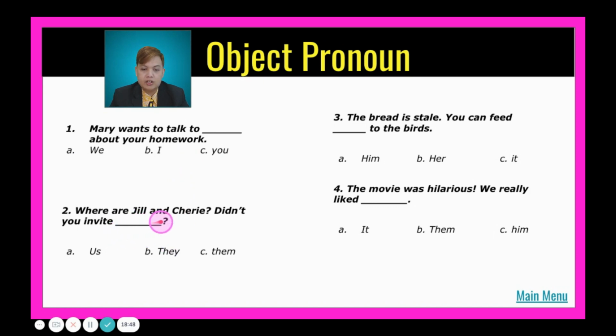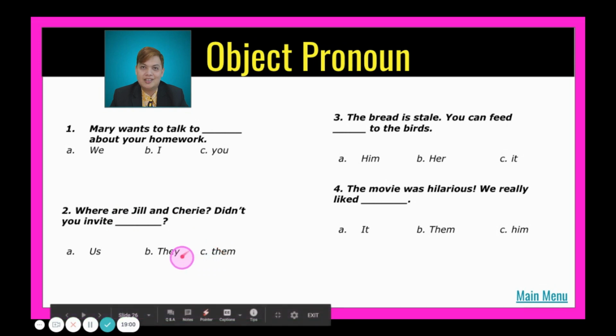Now, where are Jill and Sherry? Didn't you invite blank? Choices are us, they, them. Very good. Letter C is the answer.